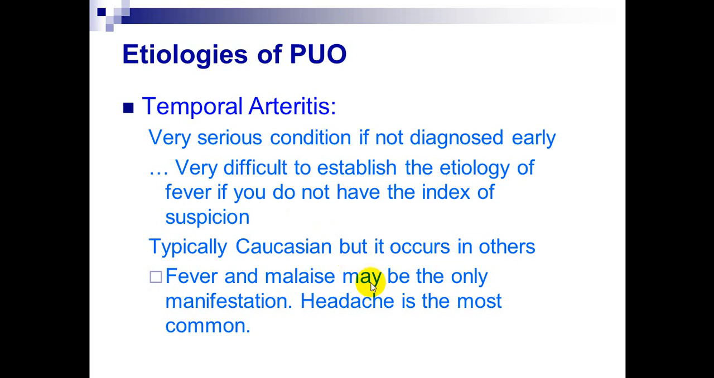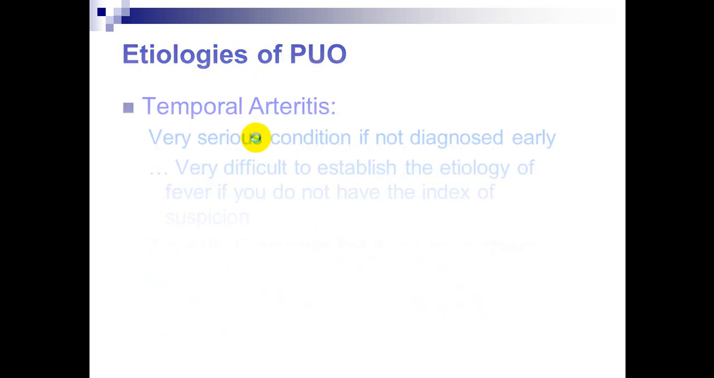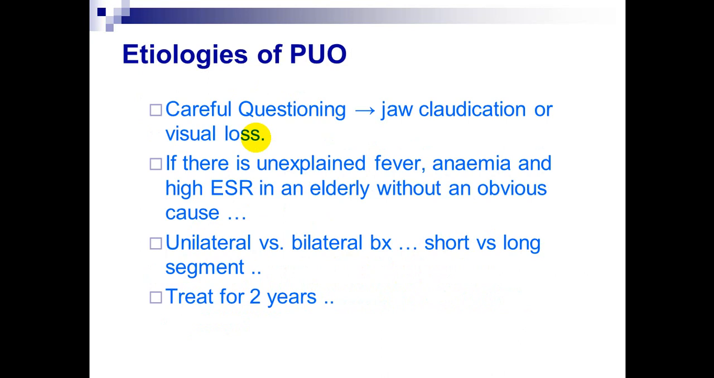Fever and malaise may be the only manifestation. Headache is most common, and usually you need a biopsy of the temporal artery to diagnose. Treatment is usually steroid. Careful questioning: if there is any unexplained fever, ask about jaw claudication or visual loss, and think of temporal arteritis.